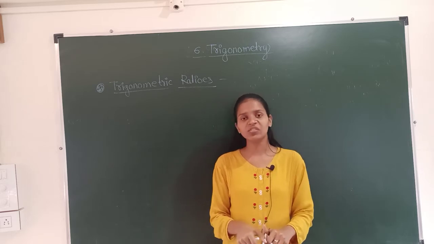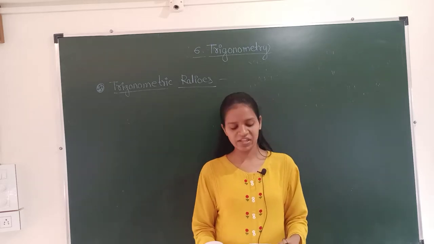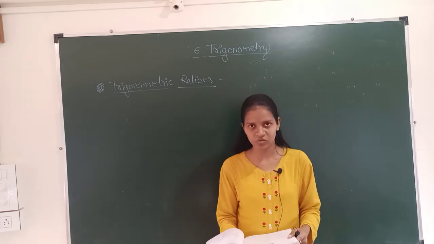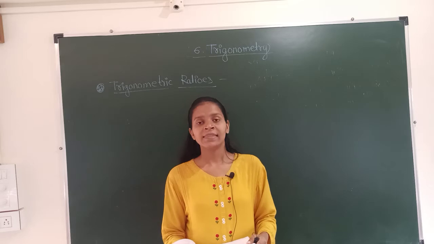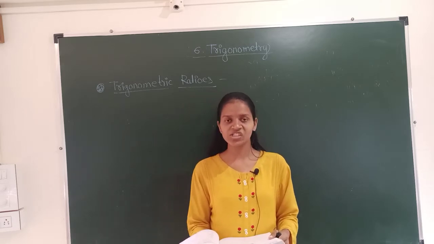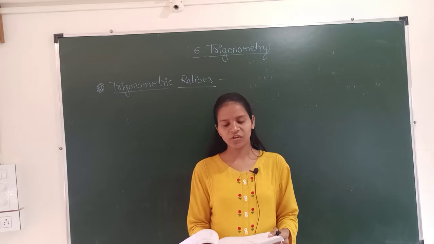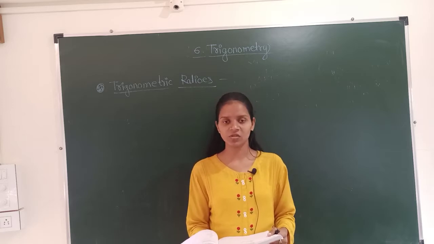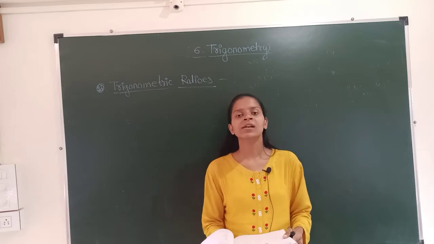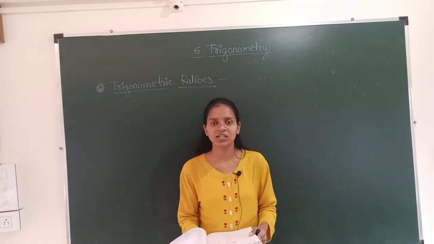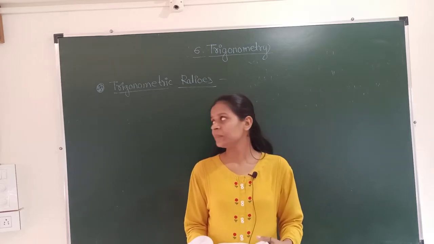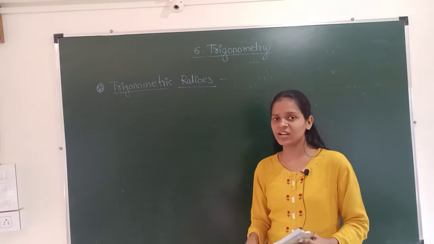See, in this chapter, these are the points to study. The first point is trigonometric ratios, which we are going to see in today's lecture and tomorrow's lecture. Next is trigonometric identities. Third one is the angle of elevation and angle of depression. And the fourth and last point of this chapter is problems based on heights and distances. So these 4 key points we will study in this chapter, trigonometry. Let's start with the trigonometric ratios.